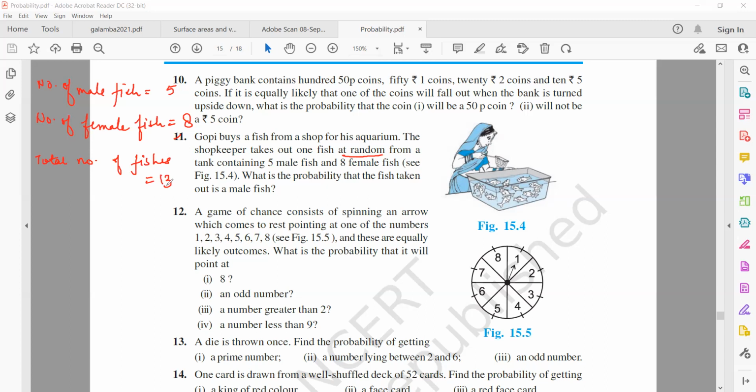What is the probability that the fish taken out is a male fish? So the probability of a male fish: my favorable outcomes are 5. It can be the first male fish, second, third, fourth. All 5 are my favorable outcomes. And total possible outcomes are 13. That's the probability. Better you write probability of a male fish. No, one male fish you're finding out.